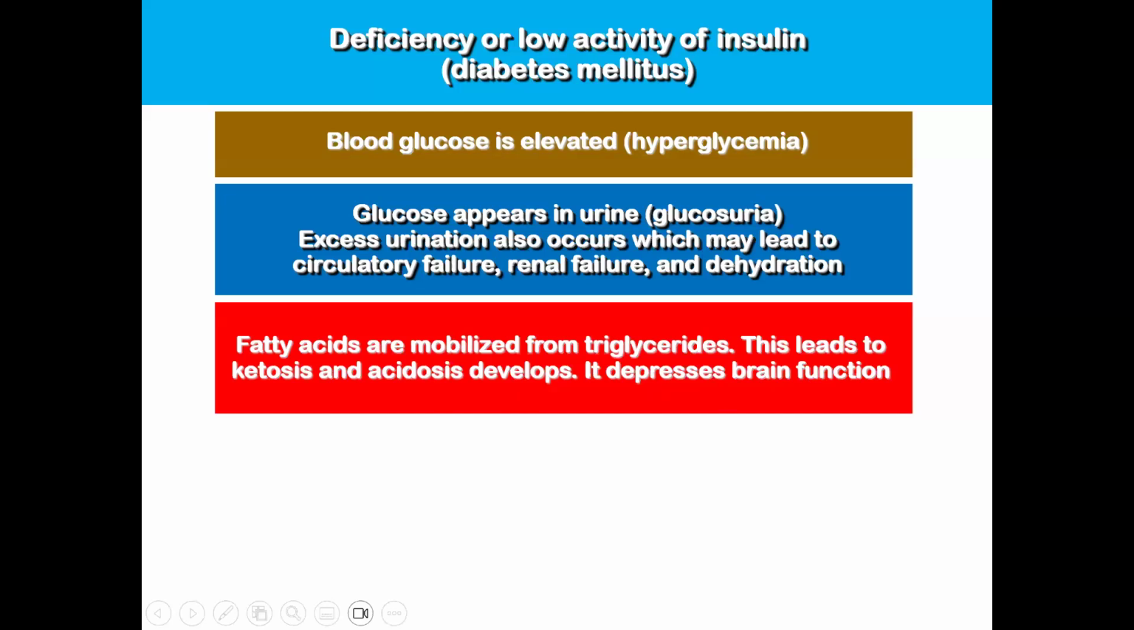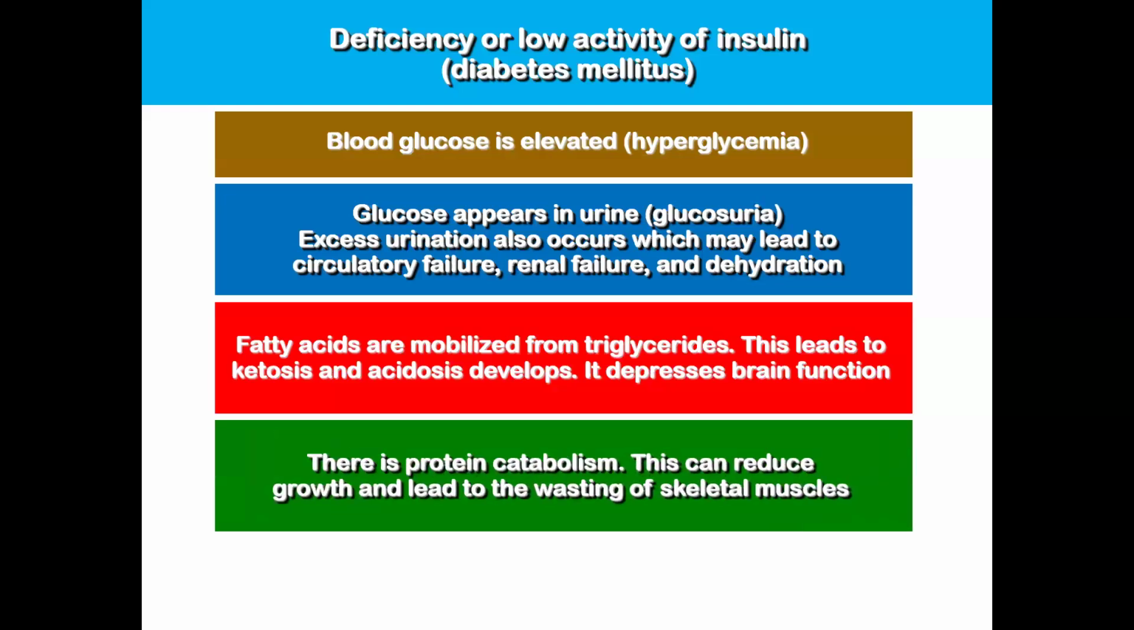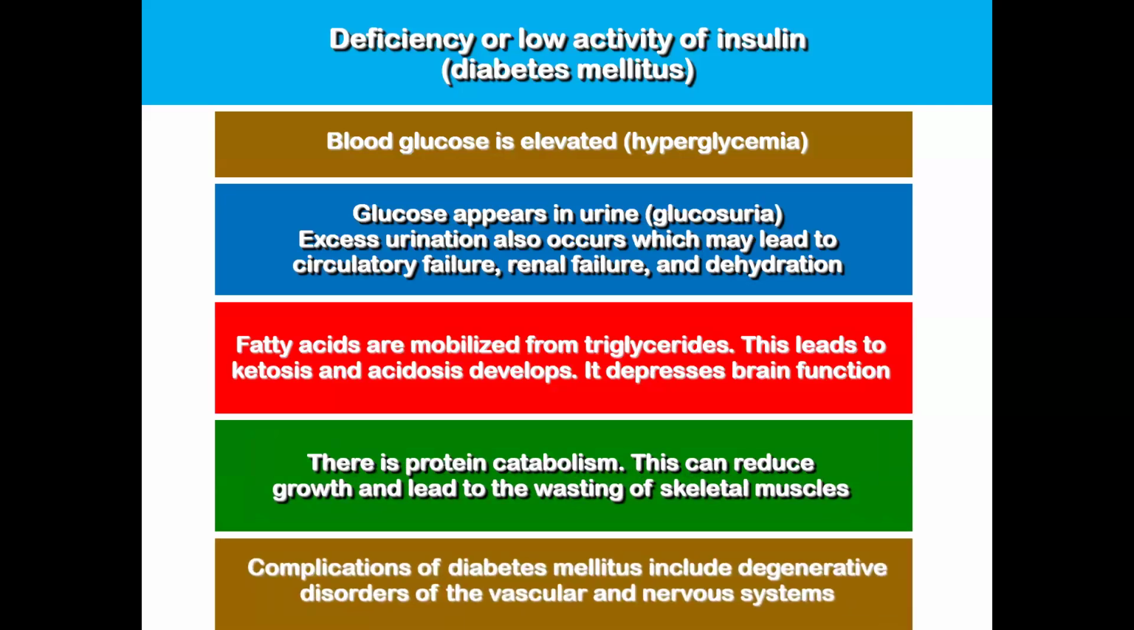So the patient's neuronal activity will decrease, and he will be less active. And if the acidosis increases, it may reach a level where his brain functions or his neurons are so much depressed that he becomes unconscious, or comatose. And also there is protein catabolism, or protein breakdown, which will reduce growth, and it will cause loss of the muscles, or muscle wasting of the skeletal muscles.